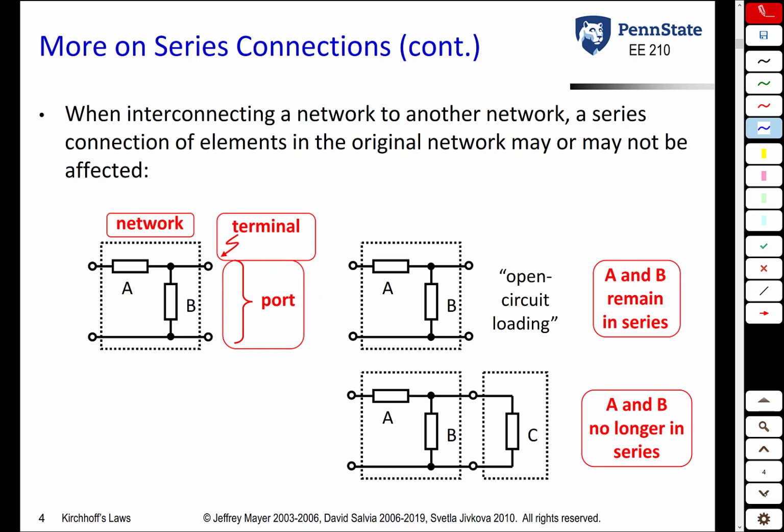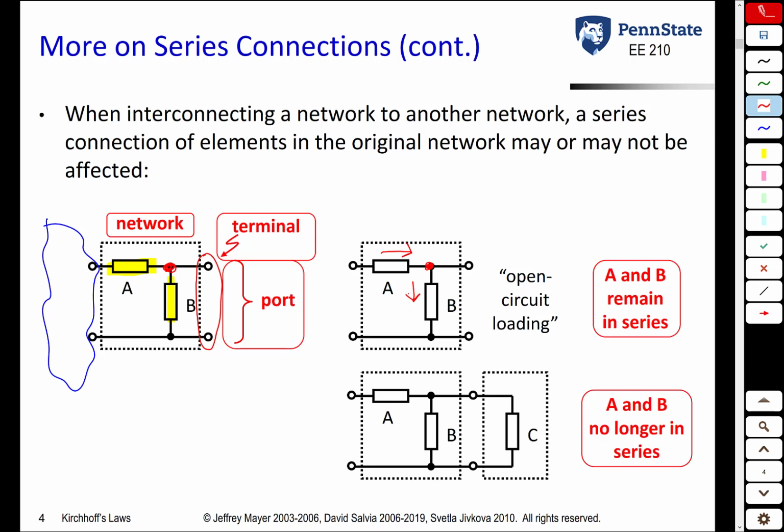Another important point with series connections is that two elements that might be in series might not be in series if you start adding things to the circuit. So imagine a circuit now with maybe some stuff out here, and then you have component A here, a component B there. They are connected by a single node right there. If we have nothing connected across these terminals here, which we call a port, then A and B will be in series. Whatever current is flowing through A has to flow through B.